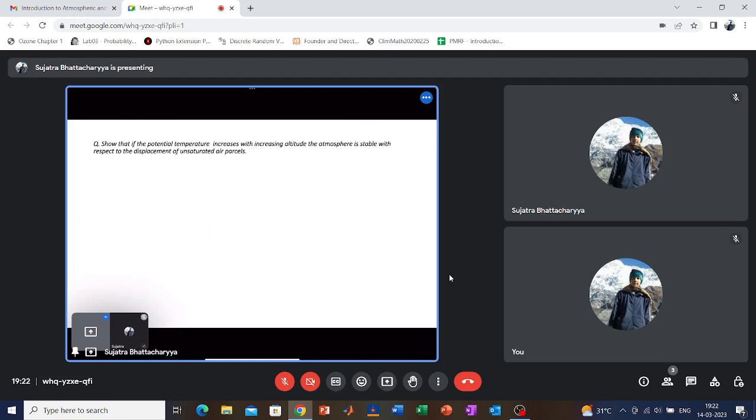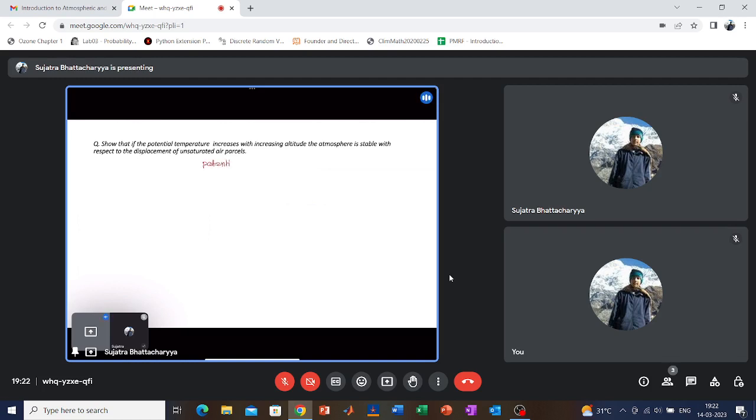Okay. Now here the question is a derivation-based question. Show that if the potential temperature increases with increasing altitude, the atmosphere is stable with respect to the displacement of the unsaturated air parcels. Now we have seen the potential temperature. Now what is the potential temperature?